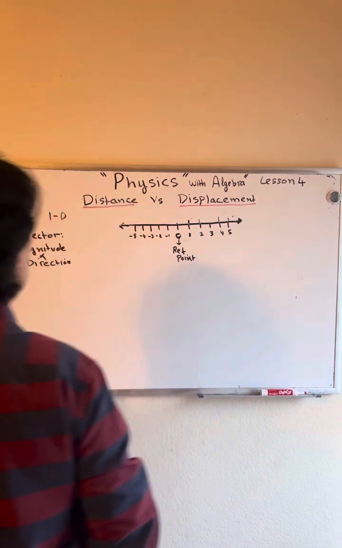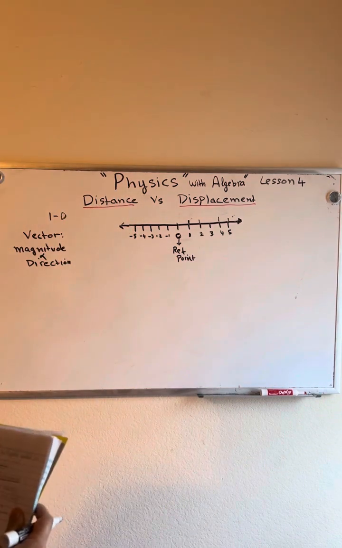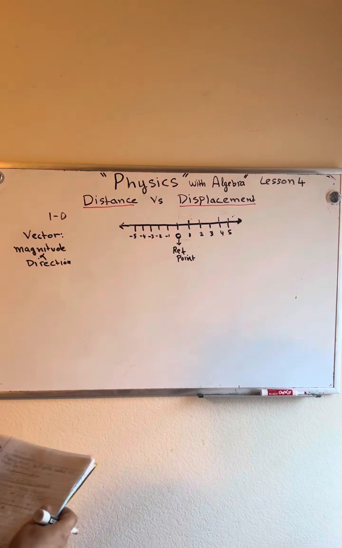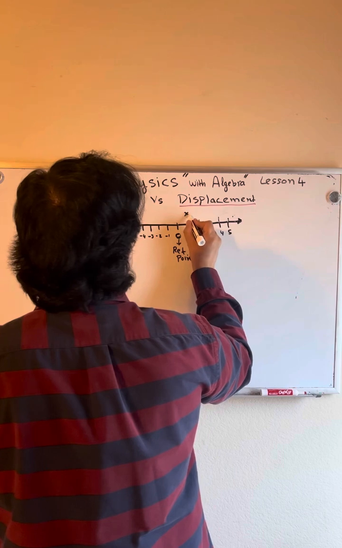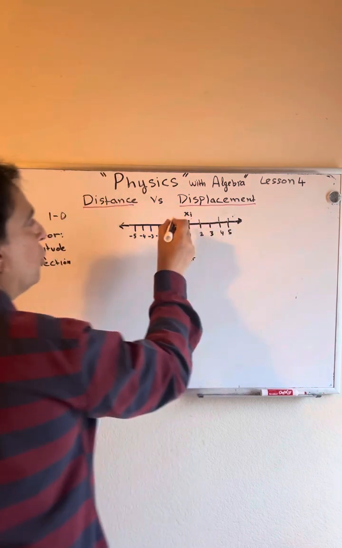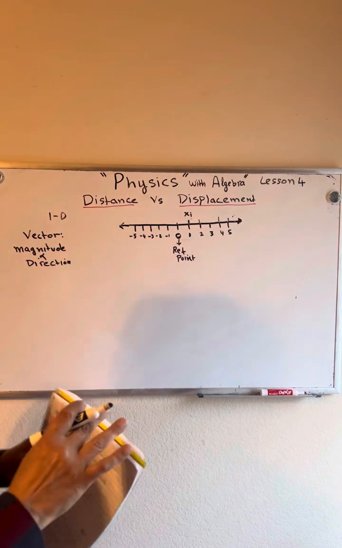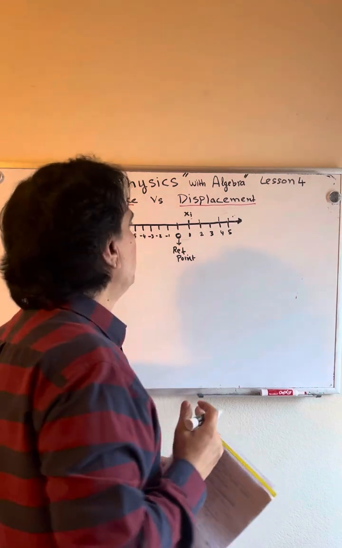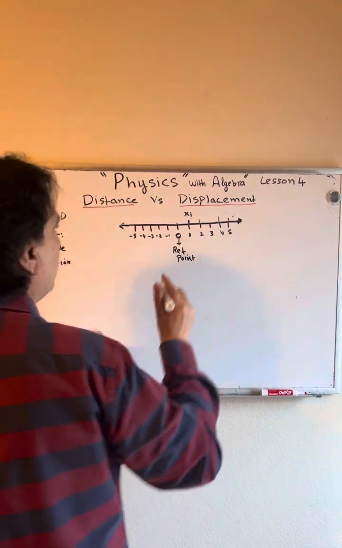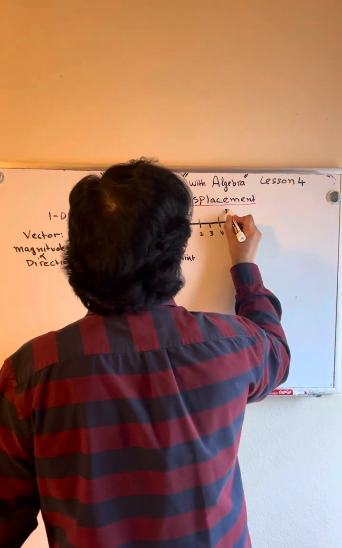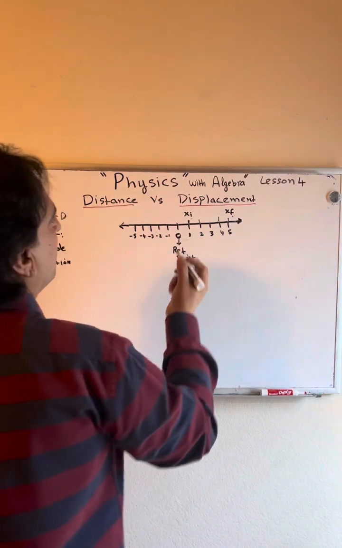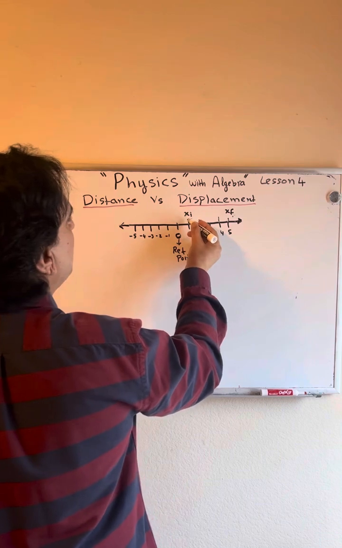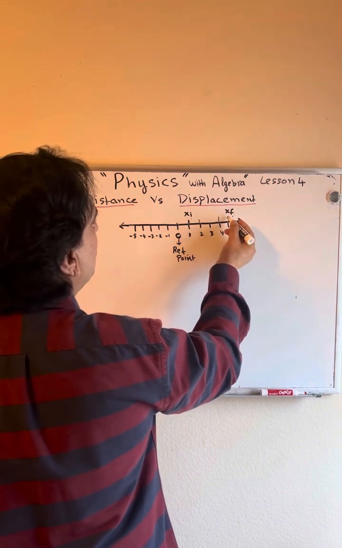So let me ask you this. Let's discuss distance first, okay? So let's say this is your initial point, your home, your school. That's where you're going to start your journey. And your final point is x of f, okay? So this could be your home, this could be your school.